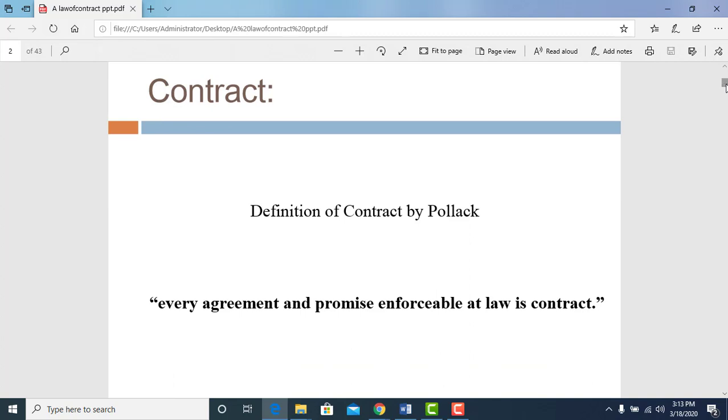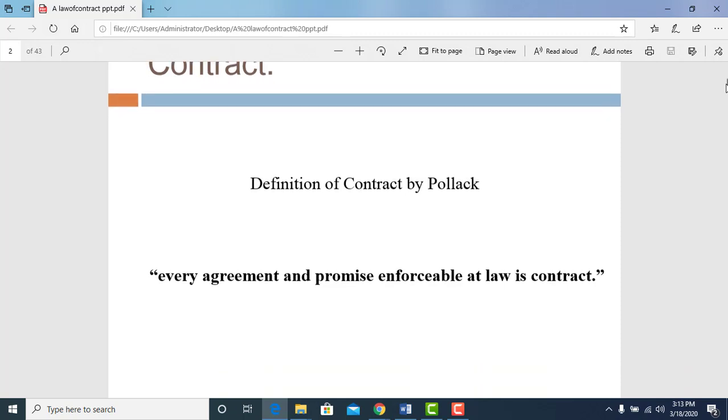First definition is by Pollock. Every agreement and promise enforceable at law is a contract. So agreement and promise which is enforceable at or by law is a contract.